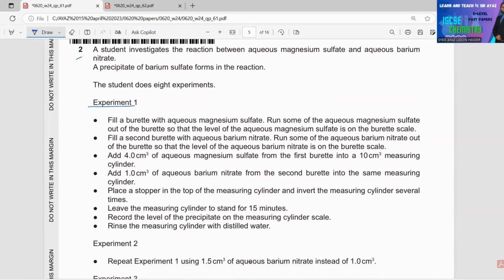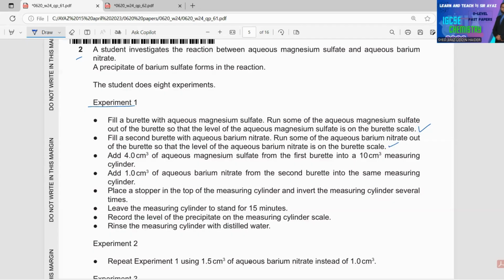Experiment 1. Fill a burette with aqueous magnesium sulfate. Run some of the aqueous magnesium sulfate out of the burette so that the level of the aqueous magnesium sulfate is on the burette scale. Fill a second burette with aqueous barium nitrate. Run some of the aqueous barium nitrate out of the burette so that the level of the aqueous barium nitrate is on the burette scale.